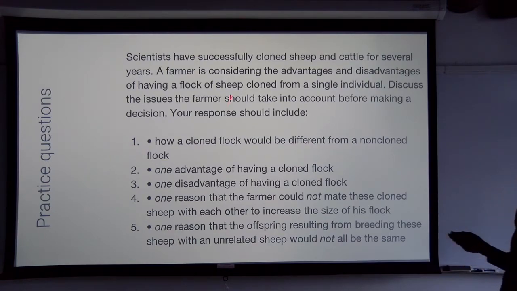So here we go. Scientists have successfully cloned sheep and cattle for several years. A farmer is considering the advantages and disadvantages of having a flock of sheep cloned from a single individual. Discuss the issues the farmer should take into account before making a decision. So in your answers, this is what you're going to answer: how a cloned flock could be different from an uncloned flock; what is one advantage of having a cloned flock; what is a disadvantage of having a cloned flock.